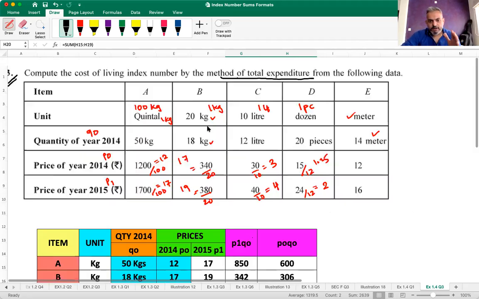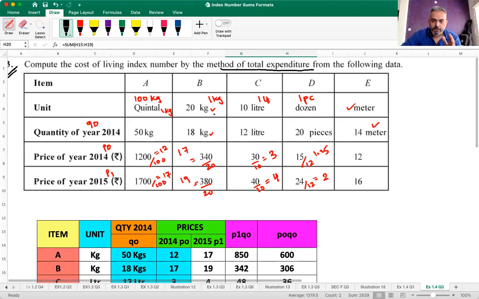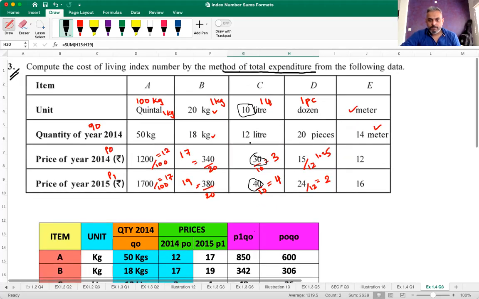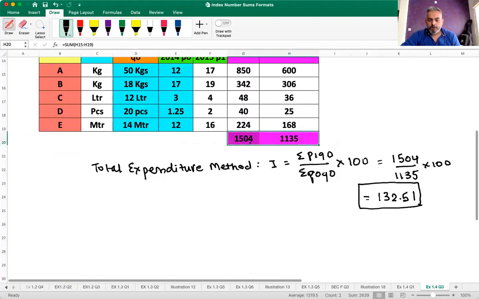Now, in this sum, the typical part is this conversion. So be careful here, it is unit is 20 kg, okay, 10 liter. So here you have to convert it dozen and piece. So this you will know immediately that it is dozen and piece, but here it is not given 1 liter, it is given 10 liter. So this price is of this quantity 10 liter. This price is of 10 liter. So we convert into 1 liter. I hope you understood this.